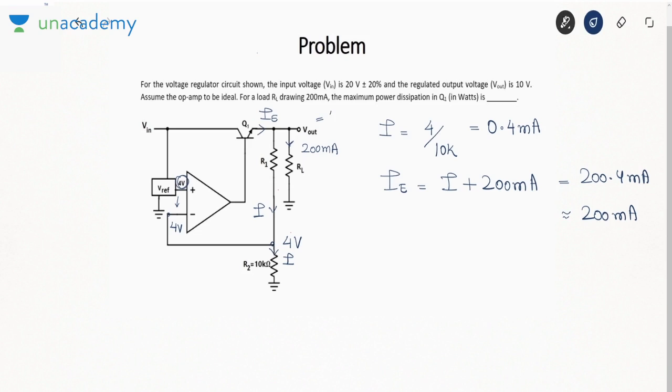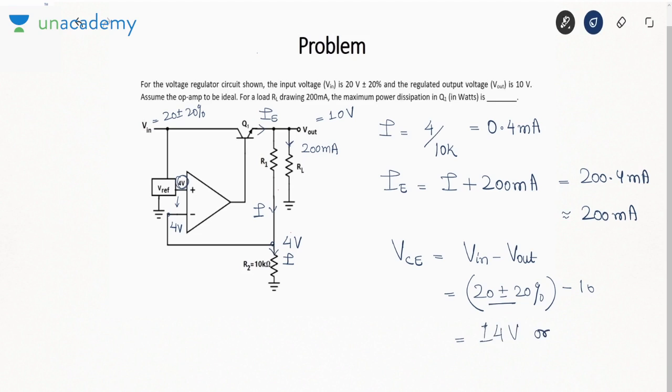Now V out is given as 10 volt and V in is 20 plus minus 20%. So what about the voltage across the transistor, collector to ammeter? It is V in minus V out, that is 20 plus minus 20% minus 10. That means it will lie in the range of either, if you take 20 plus 20%, that is 24, 14 volt, or 20 minus 20% is 16, 6 volt.